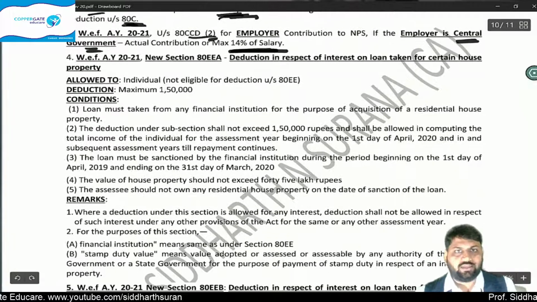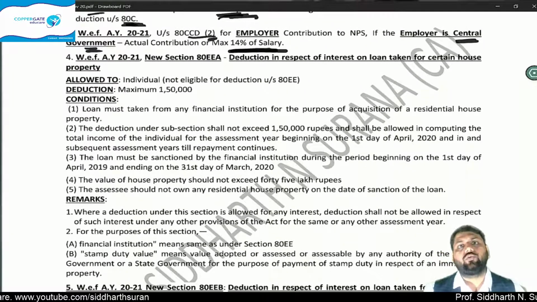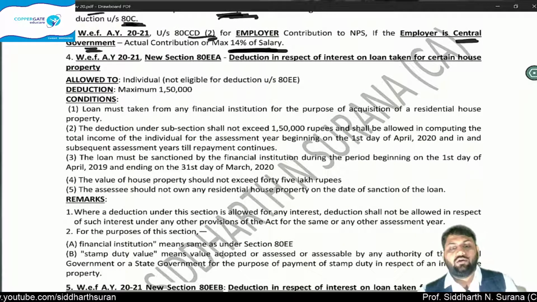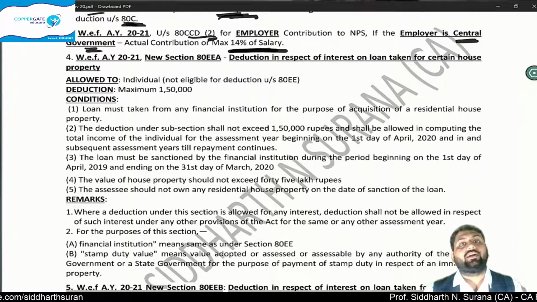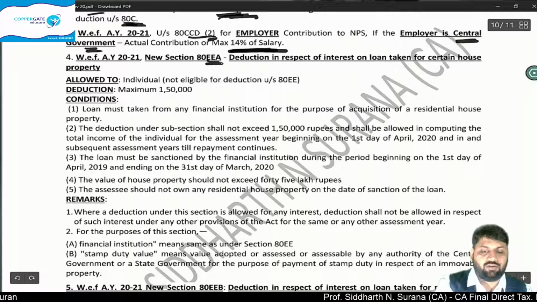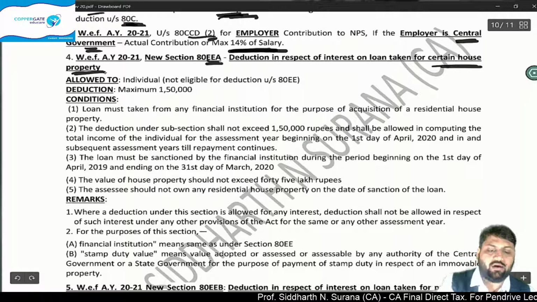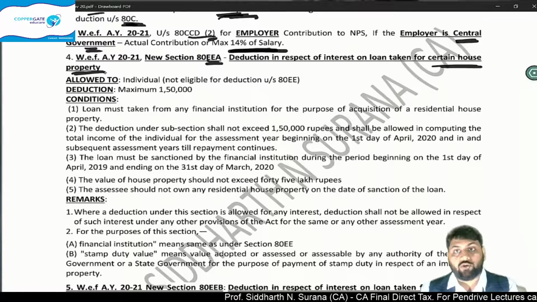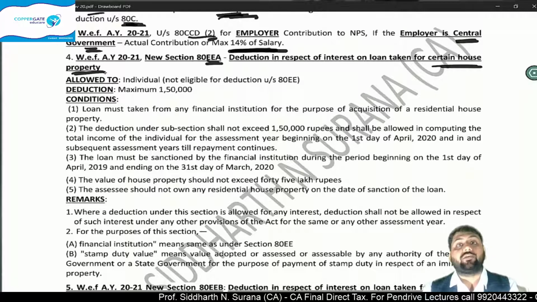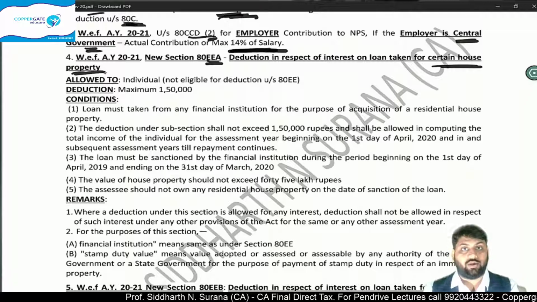Understood? Next 2 points are actually the 2 newly introduced sections. Both are regarding interest. So they are sections 80EEA and 80EEB. Let's talk about them one by one. If you are taking loan for buying a house property, government wants to promote housing for all, and for this purpose we want to encourage you to take loans.